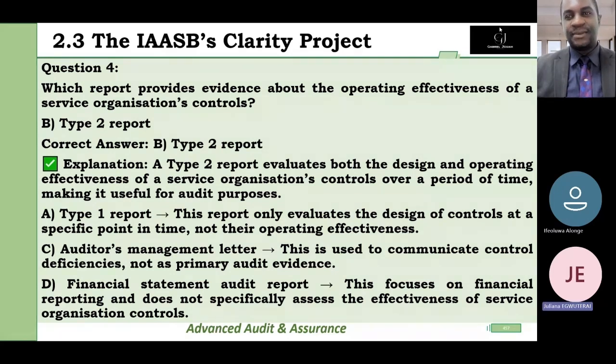Which report provides evidence about the operating effectiveness of the service organization's control? It's type 2. Yeah, type 2 reports.